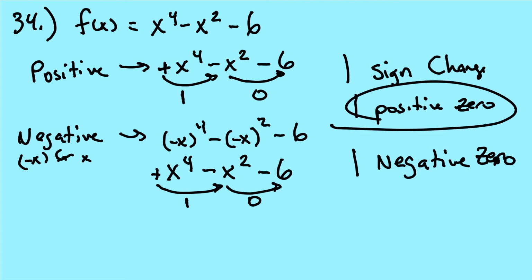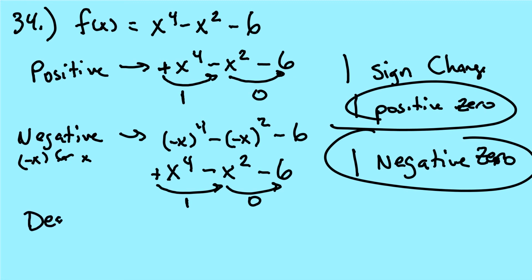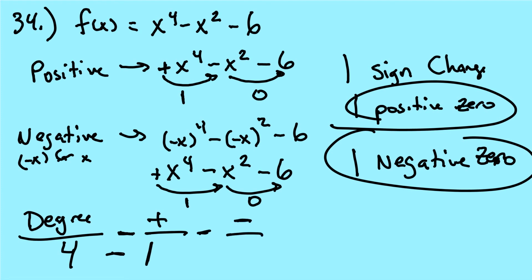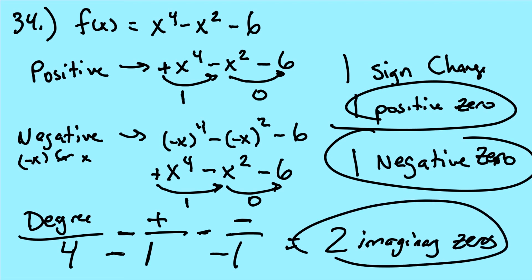So I have 1 positive zero, 1 negative zero. Because the degree is 4, I subtract my positive zero. So I say 4 minus 1. Then I subtract my negative, minus 1. That's going to give me 2 imaginary. And that's it. So I have 1 positive, 1 negative, and 2 imaginary. That's all we do for this problem.